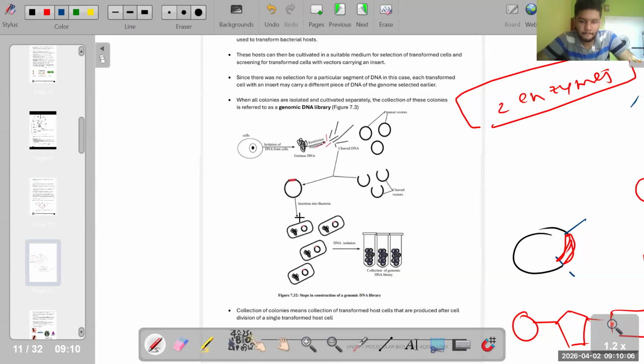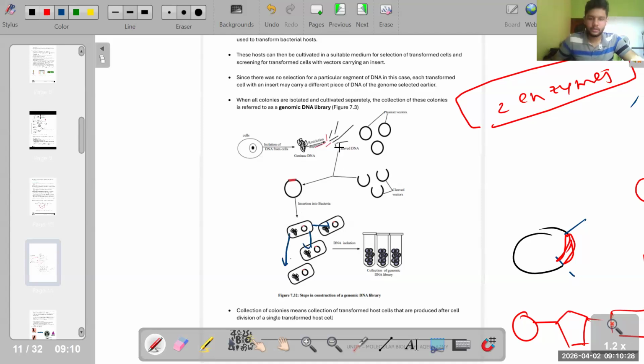What type of host cell? Transform host cell. Very good. And those transform host cells, what do we do? We'll be taking those host cells. Now you should not confuse this. Some will confuse that from this host cell we produce these.